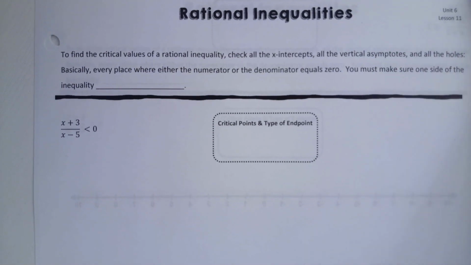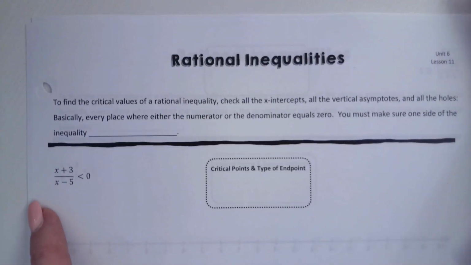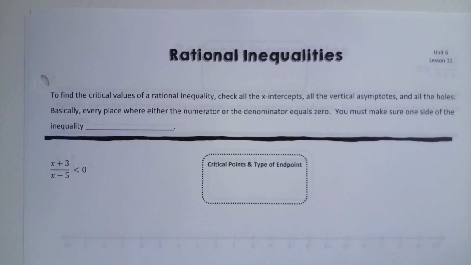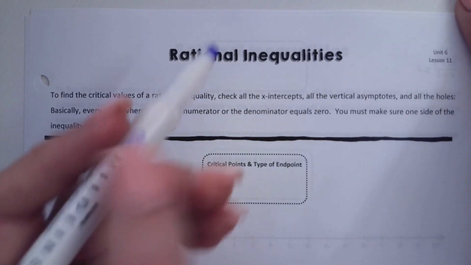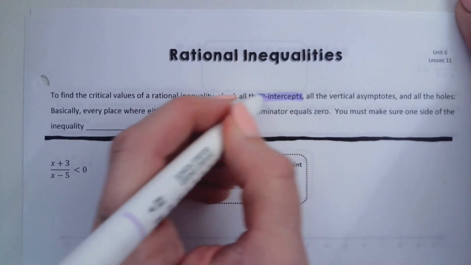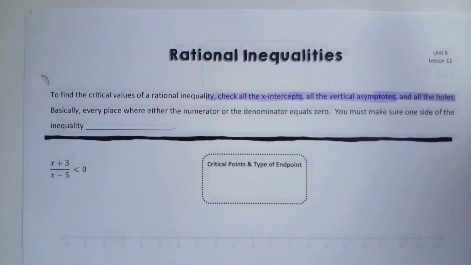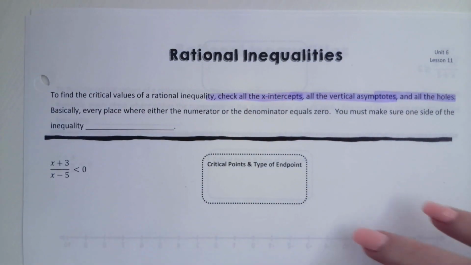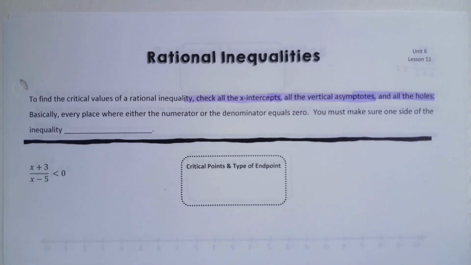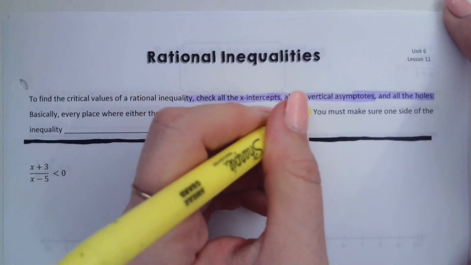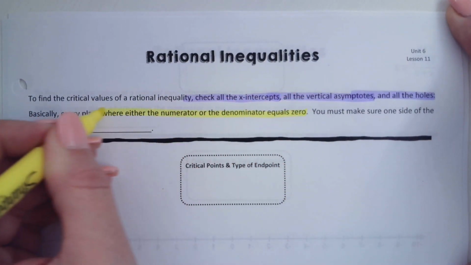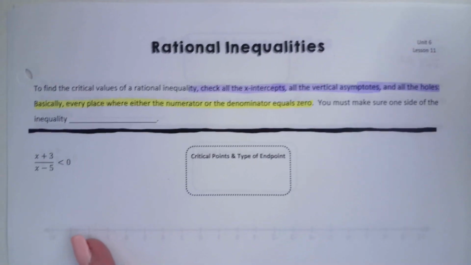Okay, so to find those important points, those critical values to help us solve a rational inequality, we're going to look for any x-intercepts, and we're going to look for any vertical asymptotes and any holes. Basically, it's any place where the numerator or denominator equals 0. Any number that would make a numerator or denominator 0.